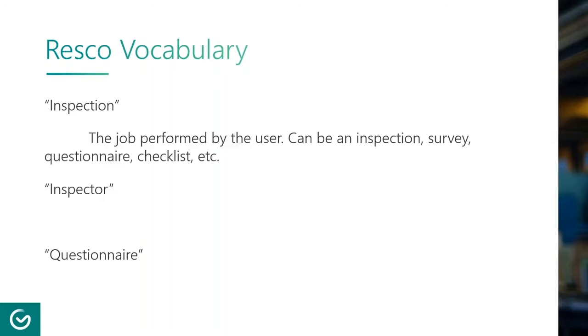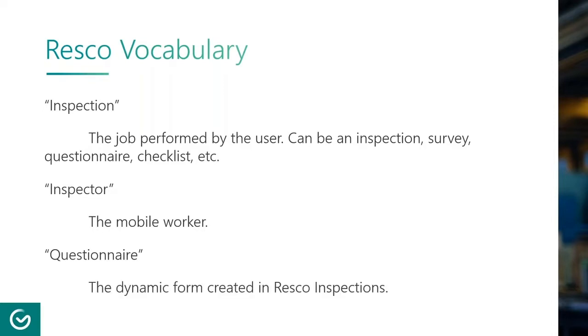So the first is inspection, and this is the job that someone has to do as part of their work. It could be an inspection itself, or it can be a survey, a questionnaire, a checklist, etc., these types of processes, but we throw them all under the bucket of an inspection in Resco vocabulary terms. Next is inspector, and I think it's self-explanatory. The inspector for Resco is the mobile worker, the one who's doing these jobs.